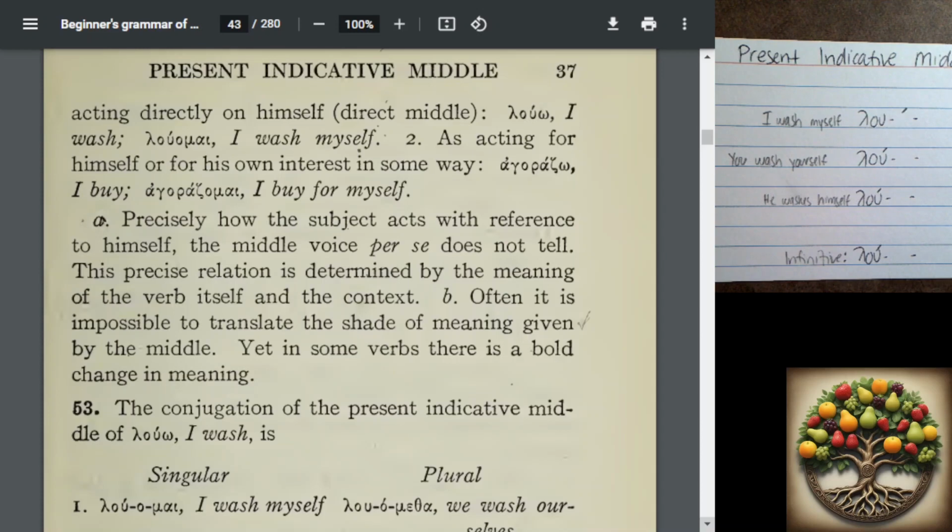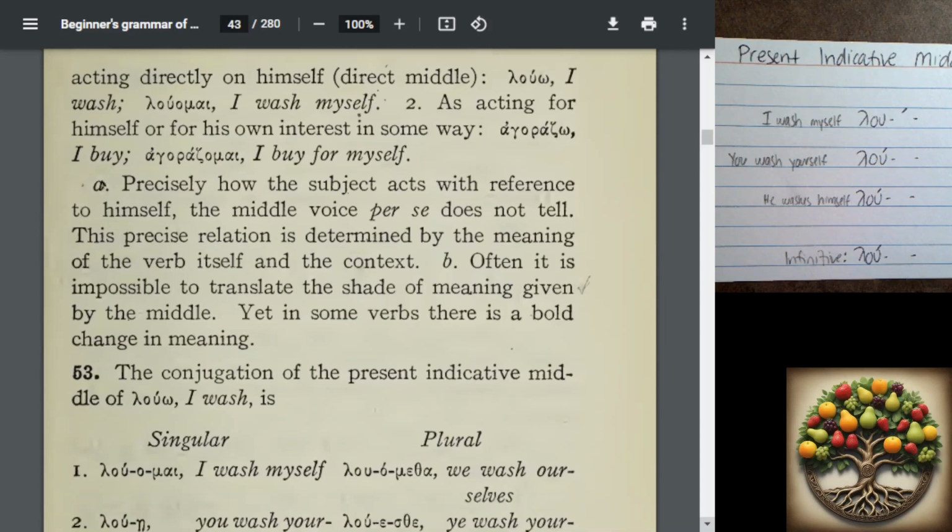Now, Mr. Davis in Part B, he does tell us that it is kind of impossible to translate the exact shade of meaning given by the middle, and again, it's related to the verb that you're using. And the only way to really get a grasp and understand what that means is to start working with some of these verbs in the middle voice.